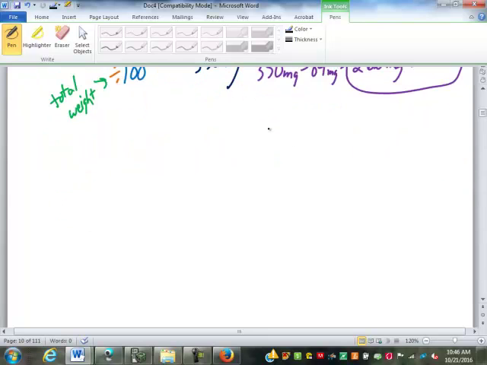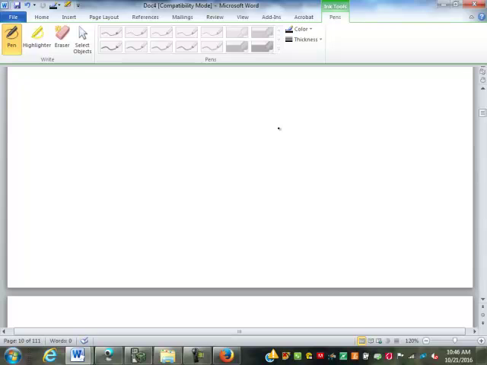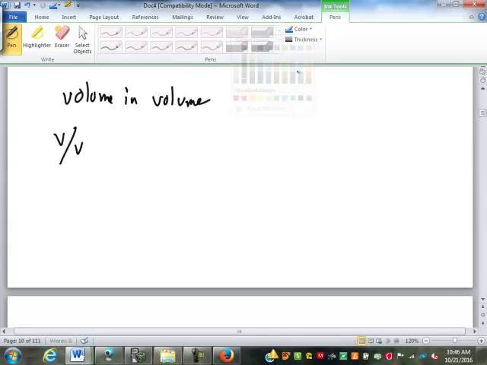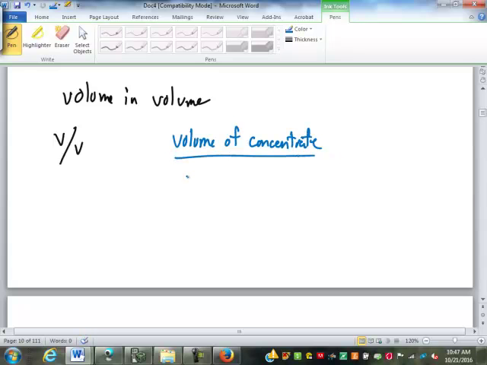Okay. Well, another common concentration is called a volume in volume concentration. This one's abbreviated V/V, V and V, V over V. So here we are measuring the volume of the solute or the concentrate serum, and then the total volume again.